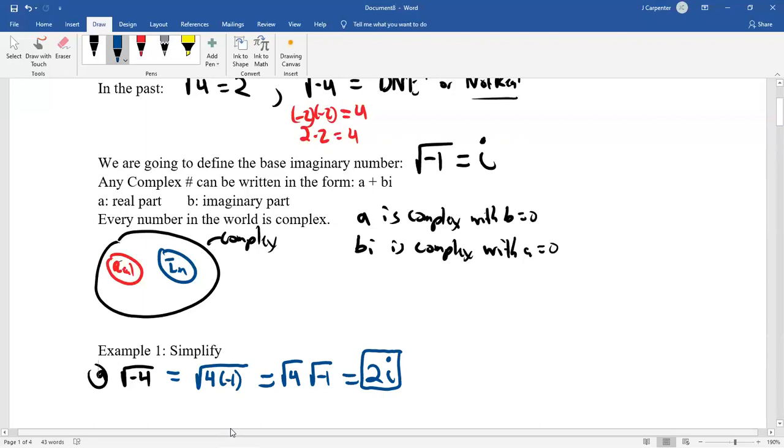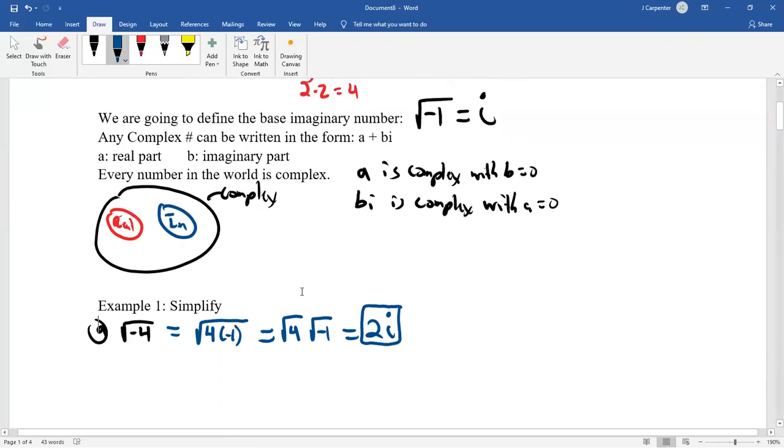So if you took 2i times 2i, you would end up getting -4. Why is that? We'll see after 2 more examples. But that means that 2i times 2i is -4. Now, do you need to show this step and this step? Not necessarily. It depends on your skill level.